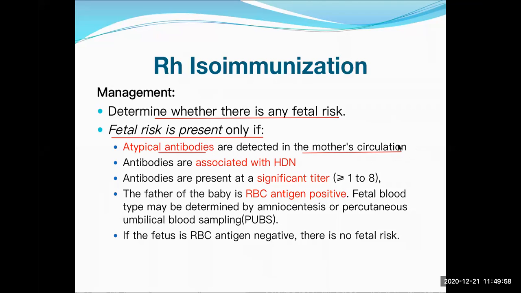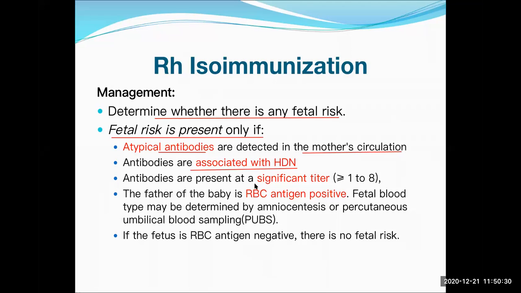And how do we know these antibodies are present in the mother's circulation? Which test do we do? What is the name of that test? Yes, indirect Coombs test. Excellent. This is known as the indirect Coombs test. Very good. Antibodies are associated with hemolytic disease of the newborn, HDN. Then only there is a fetal risk.